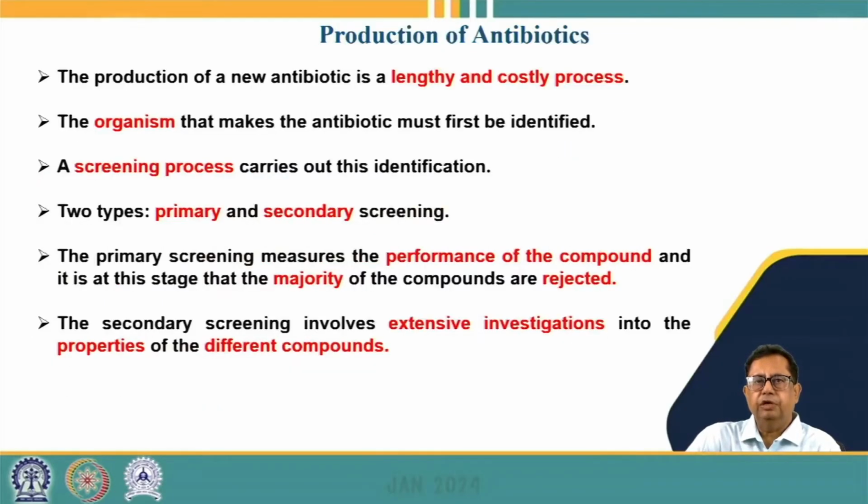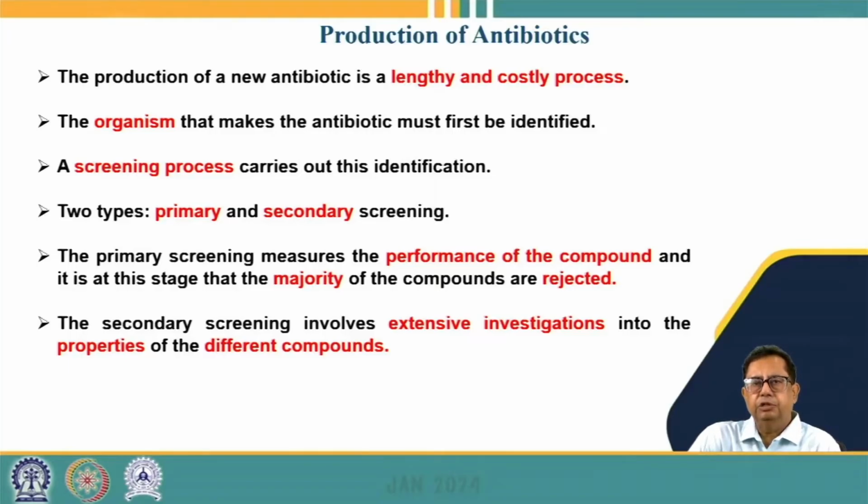The production of antibiotics is a very lengthy as well as costly process, as it includes living organisms. So first of all it must be identified what type of antibiotic we are going to manufacture and which microorganism is responsible for the production of that antibiotic. This means that a screening process has to be followed so that the microorganism can be identified. And there are two types of screening processes, the primary as well as the secondary screening process.